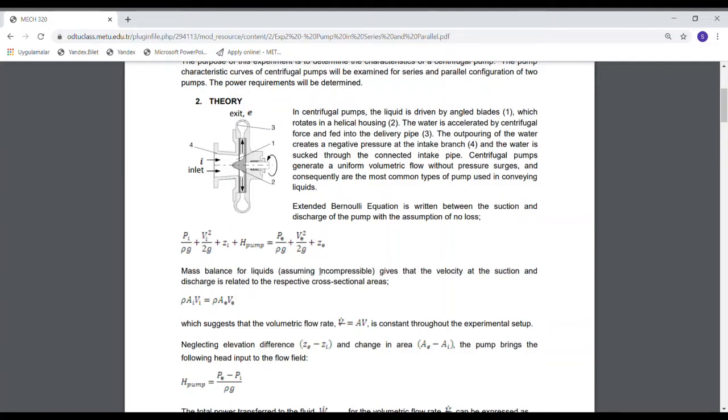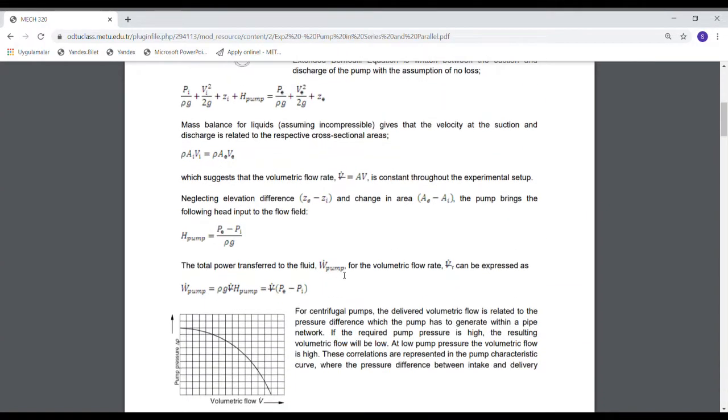If we consider mass balance for liquids, the velocity at the section and the discharge is related to the respective cross-sectional areas, and that consideration gives us this equation. This is rho times AiVi equal to rho times AeVe. This is the cross-sectional area at the entrance, velocity at the entrance, cross-sectional area at the end, and velocity at the end of the pump. This expression suggests that volumetric flow rate, which is V dot, will be equal to cross-sectional area times velocity, and it will be constant through the experimental setup.